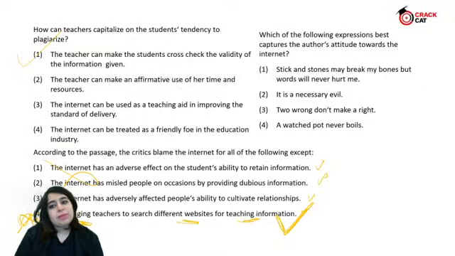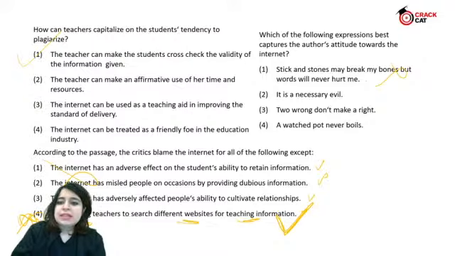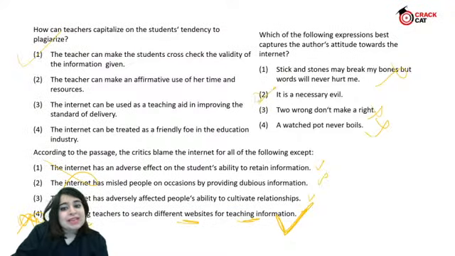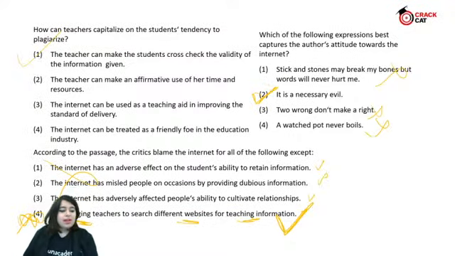It says, which of the following expressions best captures the author's attitude towards the internet? Sticks and stones may break my bones, but words will never hurt me. That doesn't make sense. It is a necessary evil, maybe. Two wrongs don't make a right. No. A watched pot never boils. No, it is a necessary evil. You cannot eliminate it from your life, but it is evil.